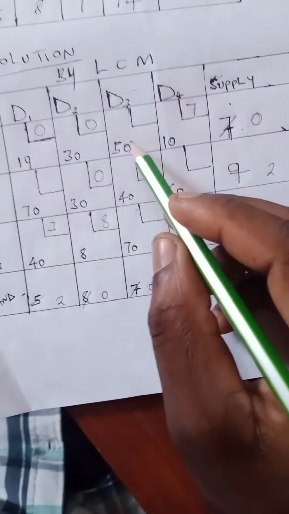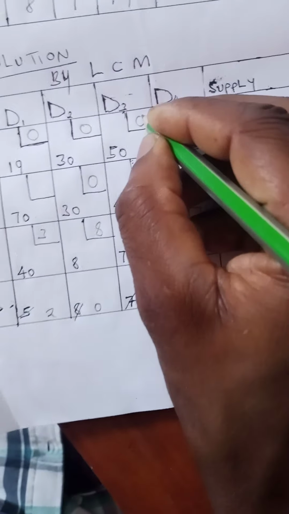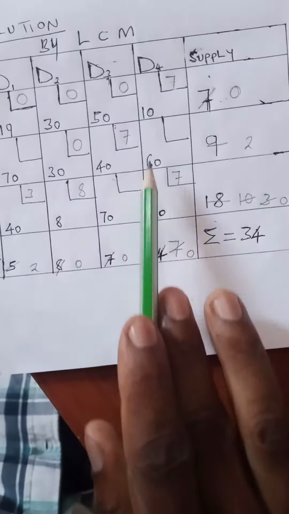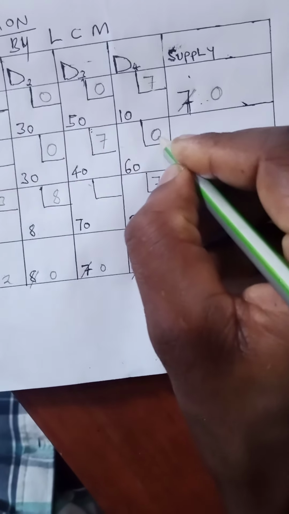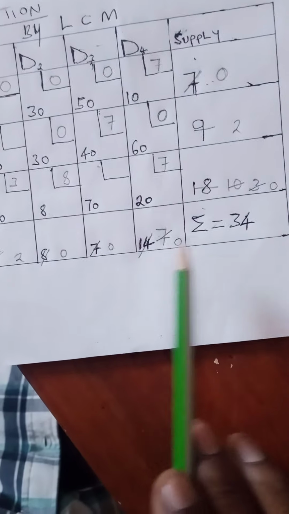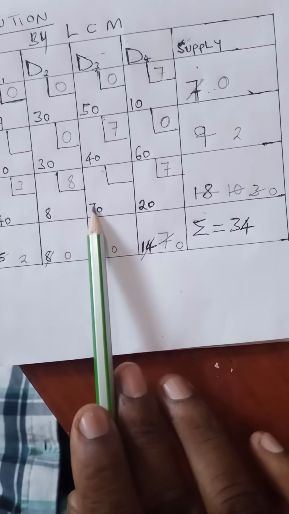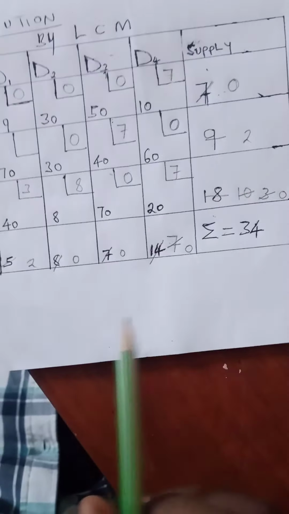So 50 here, as you see, our demand is 0. So since our demand is 0, we put 0 here. Then the following least cost is this one, 60 here. Our demand is 0, so we cannot supply anything. We can't supply, then we have 0 here. Then the following least cost from 60 is this 70. As you can see here, 70, but our demand is 0 here, so we put 0 here.